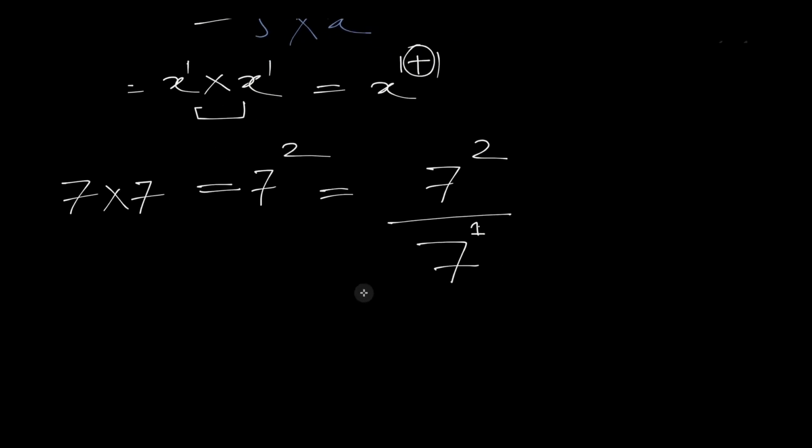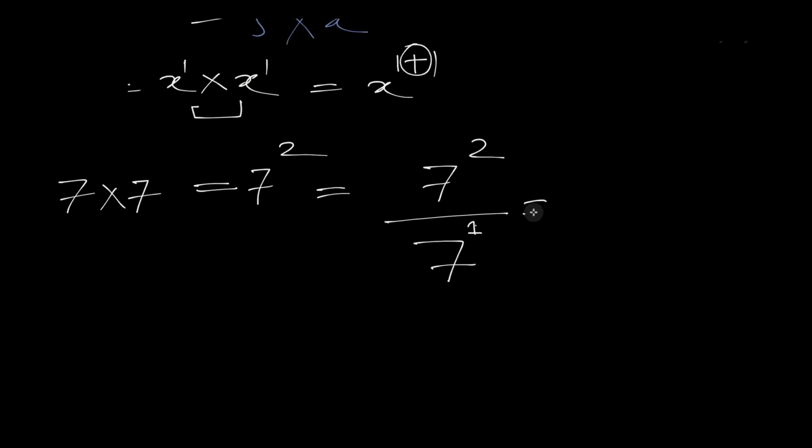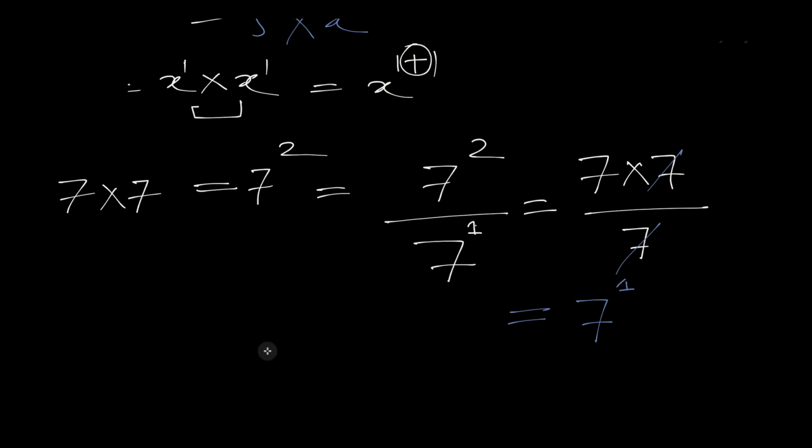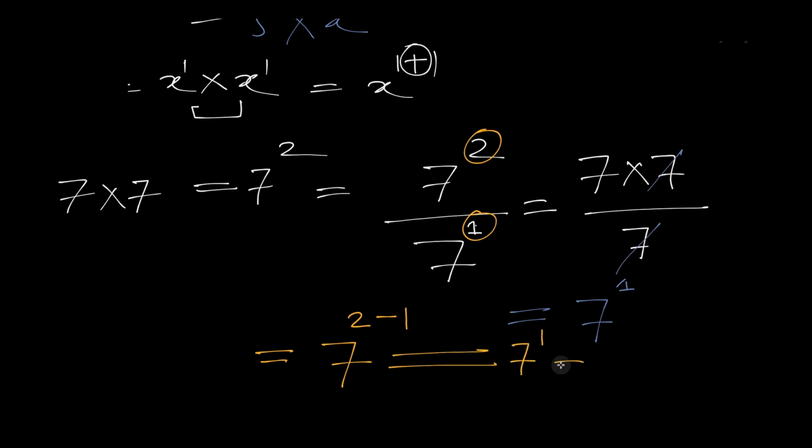Now this can be represented as 7 into 7 divided by 7. So this 7 is gone, this 7 is gone. So the final result will be 7, which is 7 to the power 1. But in case of power, the standard formula is that we have to subtract these two powers. So it is going to be 2 minus 1, which is again 7 to the power 1, which is again 7. So keep in mind that in case of division, we have to subtract the power.